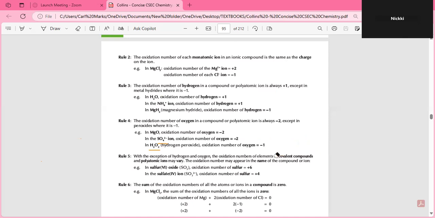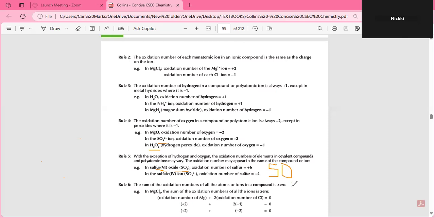All right, rule number 5. With the exception of hydrogen and oxygen, the oxidation number of elements in covalent compounds and polyatomic ions may vary. So you can have differences in covalent compounds and polyatomic ions. They're going to be different. The oxidation number may appear in the name of the compound or the ion. Look at here. We have sulfur(VI) oxide, right? So let's look at this one here. This is our compound here.